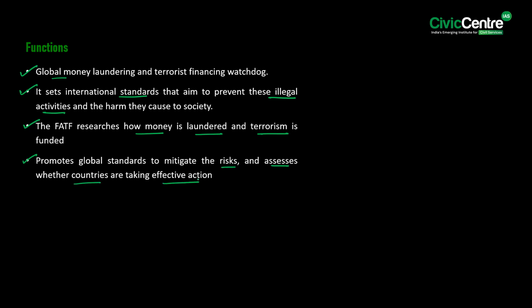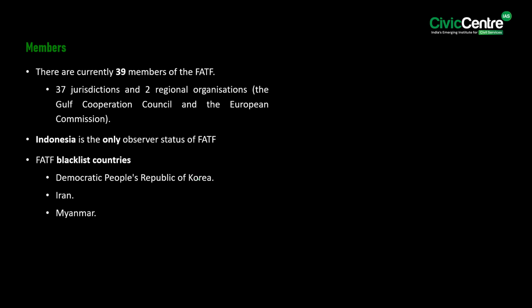Then, what about the members? See, currently there are 39 members of the FATF. Also, it has 37 jurisdictions and 2 regional organizations, which are the Gulf Cooperation Council and the European Commission. Notably, Indonesia is the only observer status of the FATF. There are FATF blacklist countries, which are the Democratic People's Republic of Korea, Iran, and Myanmar.